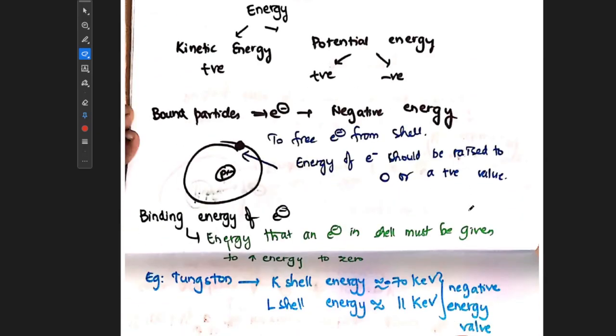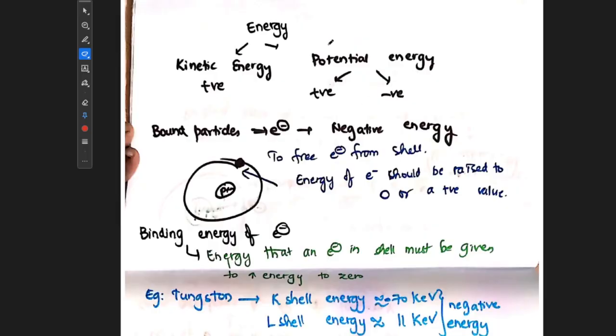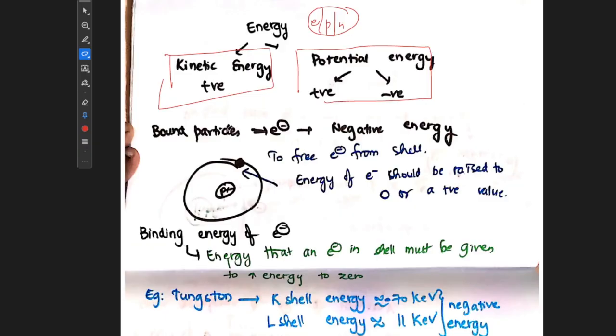Then we have to learn about energy. The energy of an electron, proton or neutron has two different types: kinetic energy and potential energy. Bound particles like electrons will have negative energy.